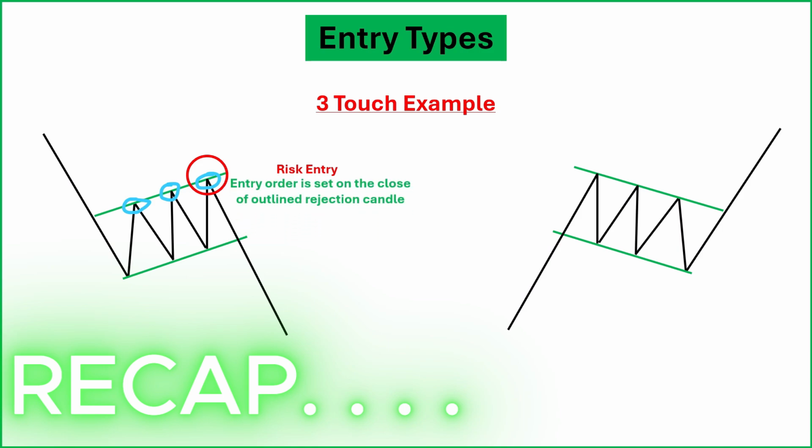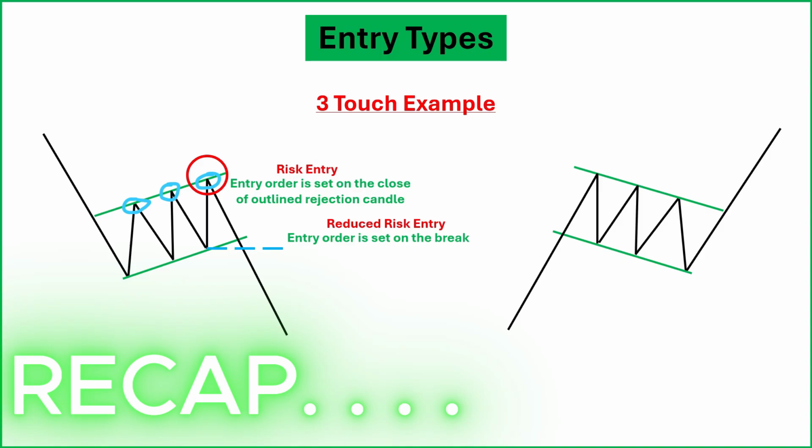The entry is placed on the close of the rejection candle that forms after the third touch. You're anticipating the market to continue down from within the pattern, without waiting for a breakout. Now down here, we have what's called a reduced risk entry. This is where the entry order is placed after the structure has broken. You're basically waiting for confirmation, letting the market show its hand first.